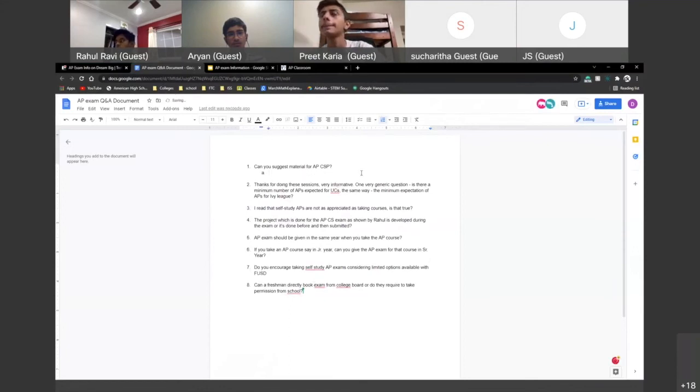Okay. So can you suggest materials for AP CSP? As we mentioned earlier, 70% of your score comes from the multiple choice for AP CSP, and 30% comes from the create performance task. For the create performance task, there are no real materials to study. It's code that you do at home with a partner. You do it at home, or your teacher may give you some time to do it during school. So it's done before the exam, not during the exam. Hopefully this answers that question.